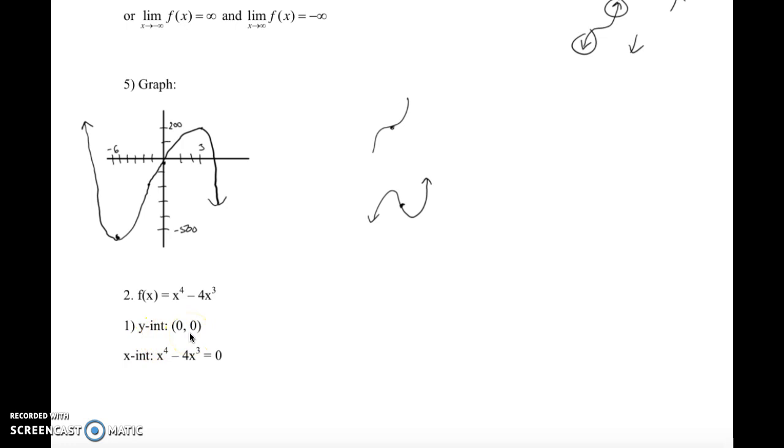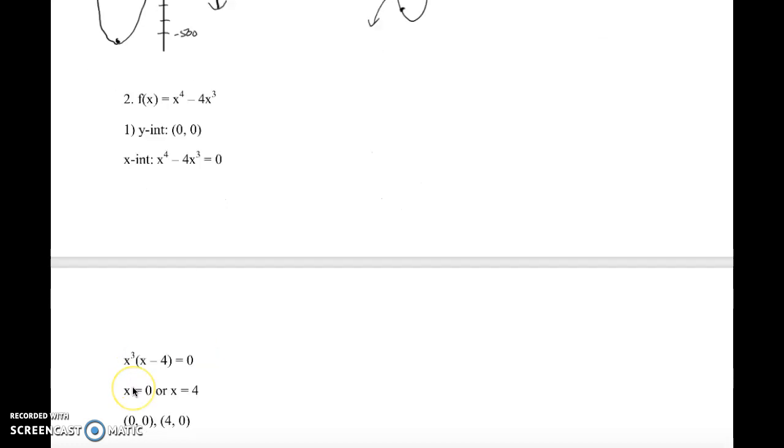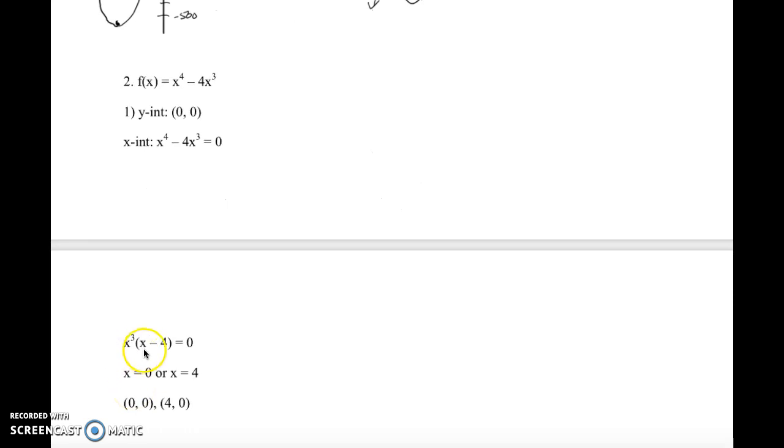That's nice. And then we can go ahead and find our x-intercepts, because we can factor out an x cubed here. So when we factor out an x cubed, we get x minus 4. So our x-intercepts are at 0 or 4. And of course, our 0 is part of our y-intercept also, because that's our origin. We've already figured that out.